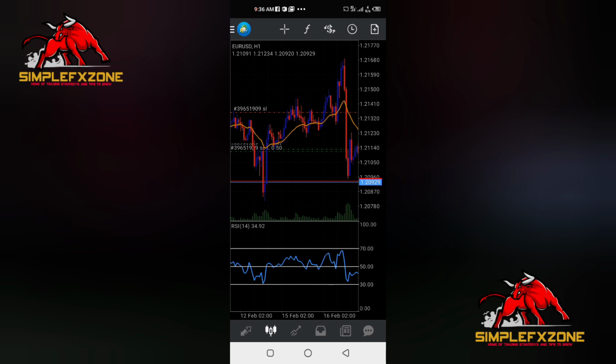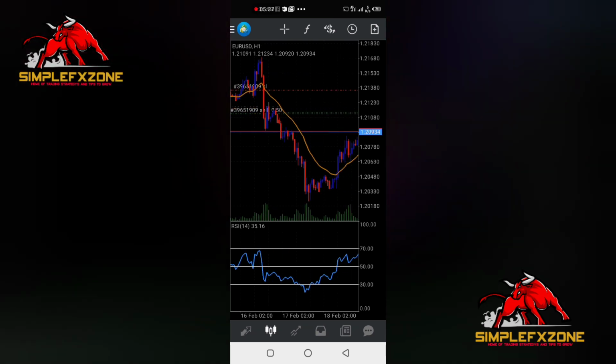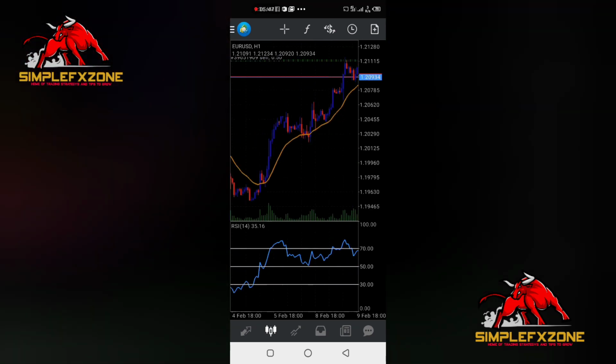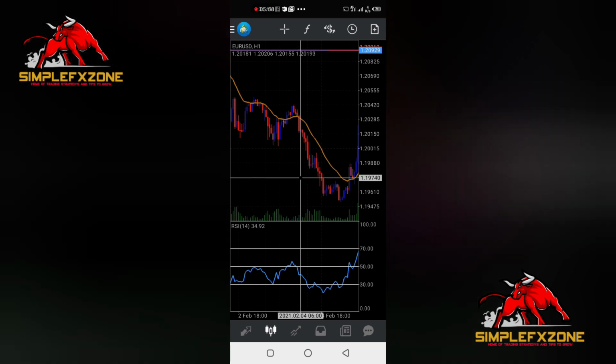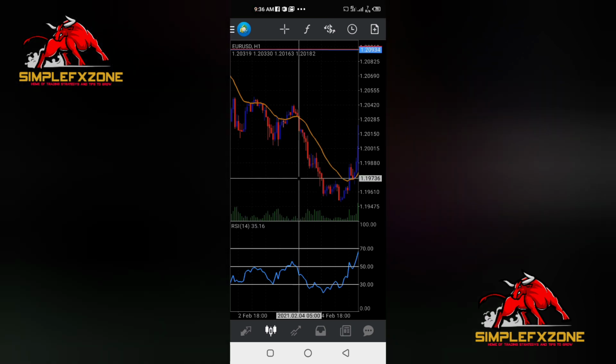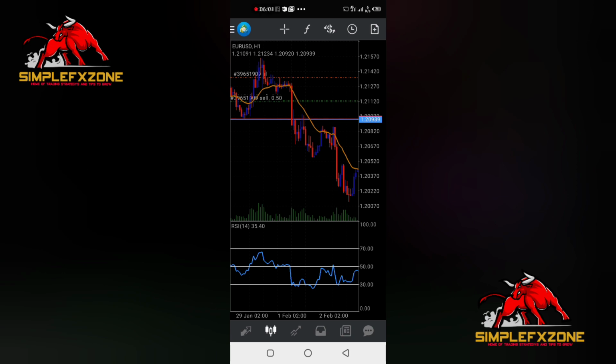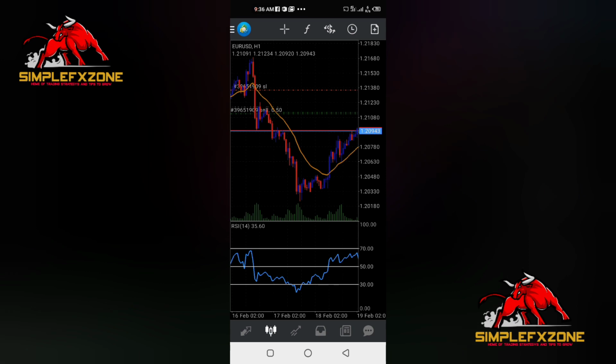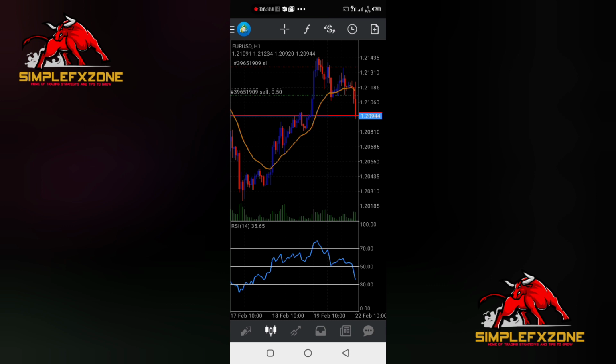Don't forget the rule. Whenever the RSI is above 50 and the market has crossed the 21 moving average up, buy. And whenever the RSI is below 50, you can see it's below 50 here, and the market is below the 21 moving average, consider sell. So that's the rule. It's a very simple strategy that we can use to trade as beginner traders. We don't need a complicated strategy to make it in forex trading. You just have to practice good money management.